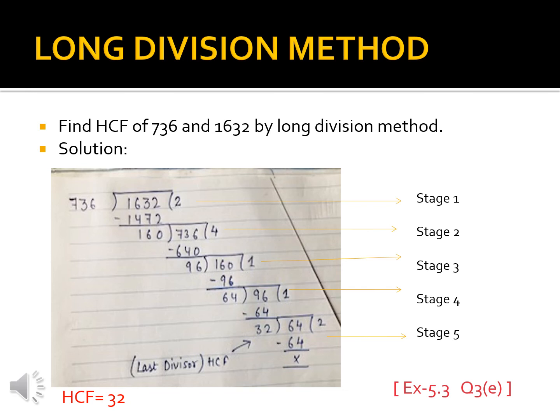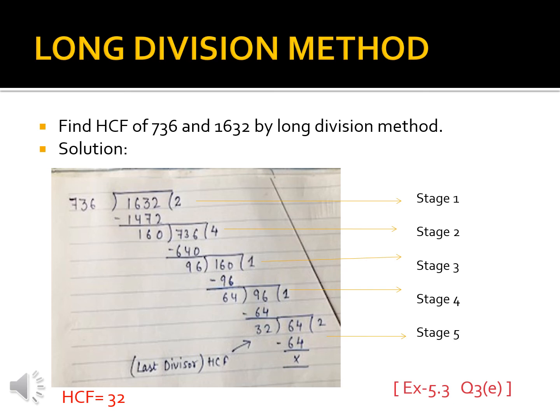Remainder is still not zero. So we'll carry on the division. Again, make a new division sign at the right hand side of 32. So 64 becomes the new dividend. 32, 2s are 64. 64 minus 64 is 0. Now at this step, 1st, 2nd, 3rd, 4th, 5th. At 5th step, I got remainder as 0. So here, I stop my long division method.